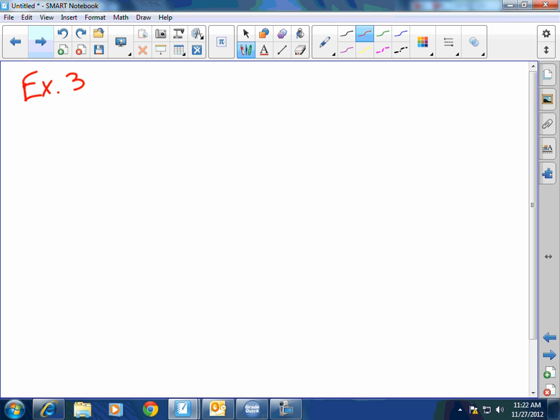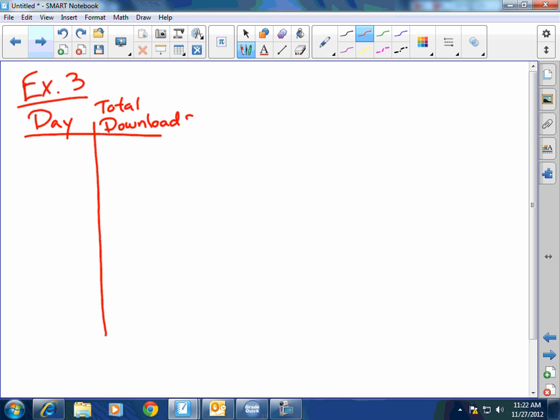Okay, now, example three. They give you a day and total downloads. It says here, a band allowed fans to download its new video from its website. The table shows the number of downloads after 1, 2, 3, 4 days. Which graph could represent the data shown in the table? So you got 1, 2, 3, 4, and the total number of downloads were 346, 1,011, 3,455, and 10,426.